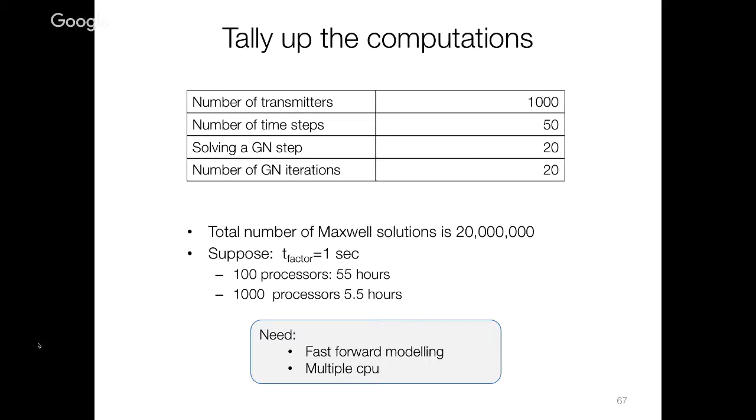So if you put all those together, then the total number of times we have to solve Maxwell's equations in 3D is about 20 million. So it's a serious amount of computation. Now, of course, you can split this off onto different processors if you've got cloud computing. But even if you're able to get the solution time down to, let's say, a second, then if you have 100 processors, it's still 55 hours. If you've got 1,000 processors, it's 5.5.